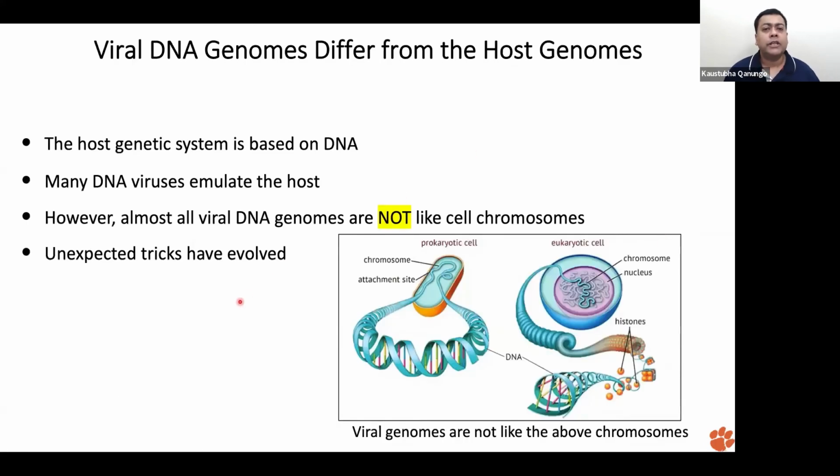So the viral genomes actually differ from the host chromosome remarkably. The host genetic system is based on DNA, and you know that RNA is a genetic material for the viruses as well. But many of the DNA viruses actually emulate the host. However, almost all DNA genomes are not like the cell chromosome, and you have unexpected tricks. What we understand is that the genome of the eukaryotes particularly has nucleosome structures, which is the association of the histones. The only exception is the polyoma and the papilloma virus, which actually do pack the genome with histones. The others actually don't have histones.